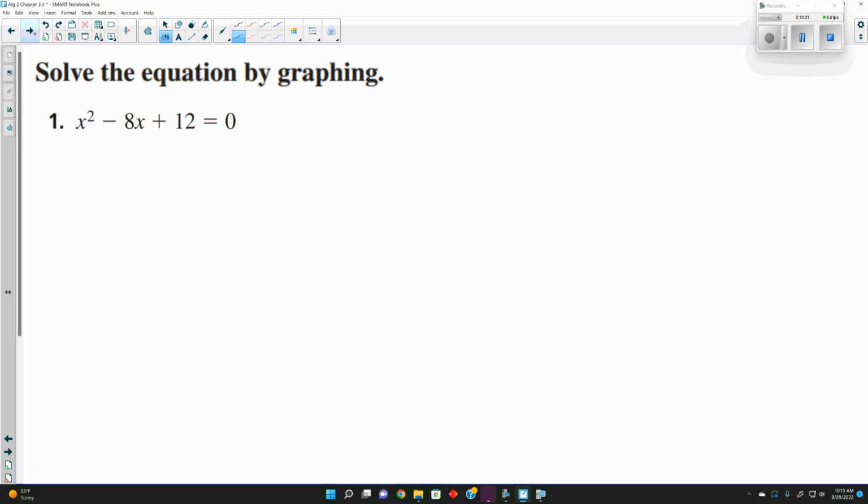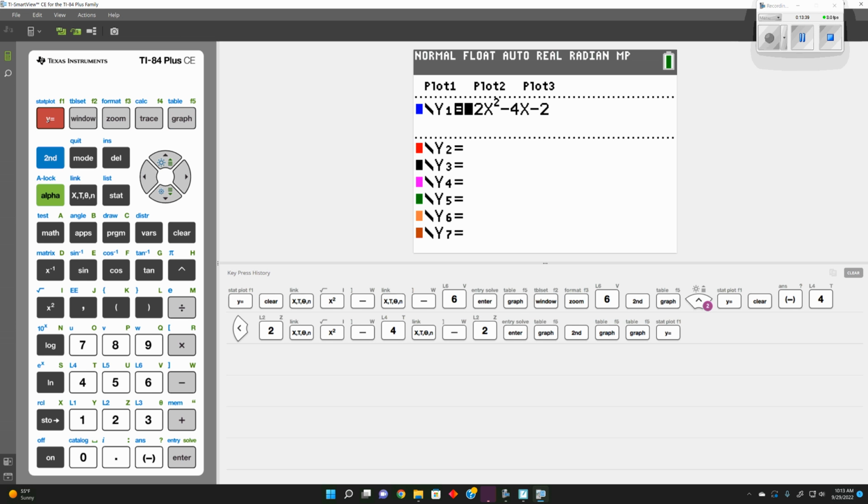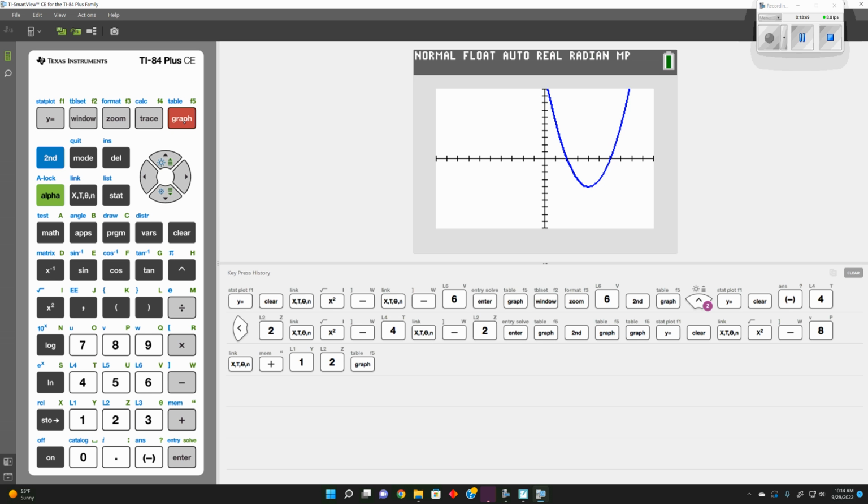Is this equal to 0? Yes. So that means we can type it in. So we can go y equals x squared minus 8x plus 12. And we can hit graph.